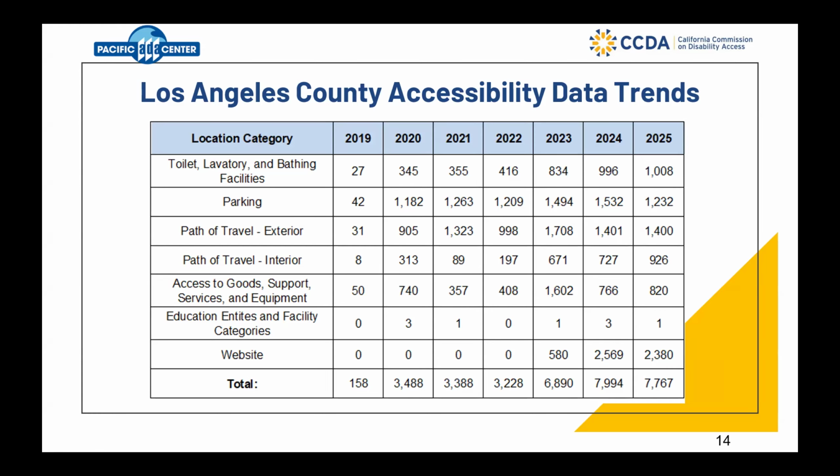Also with path of travel exterior, 2019, obviously this was our first year as a commission, so that could account for how small some of the numbers are compared to the big jumps in other years with compliance from attorneys. But it started with 31 and it steadily increased, jumping up in 2023 to over 1,700, and then in 2024, 2025 it did dip a little bit.